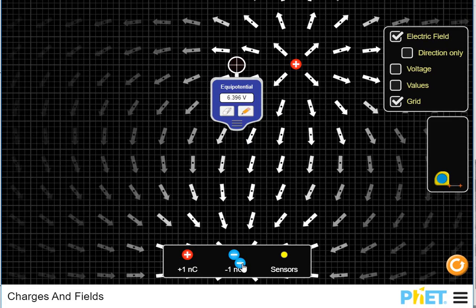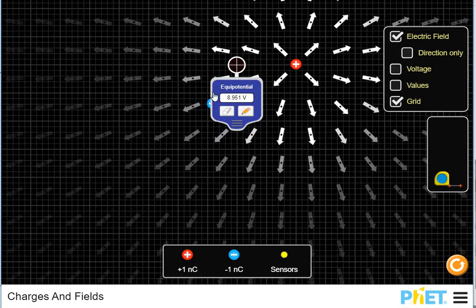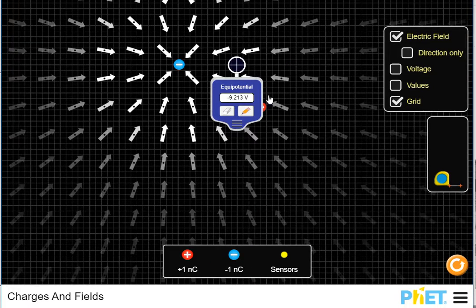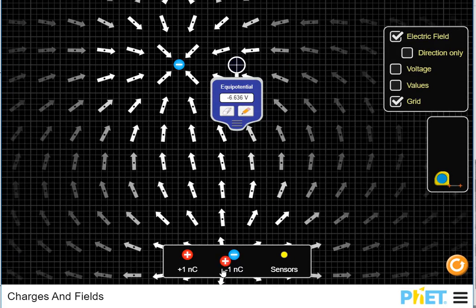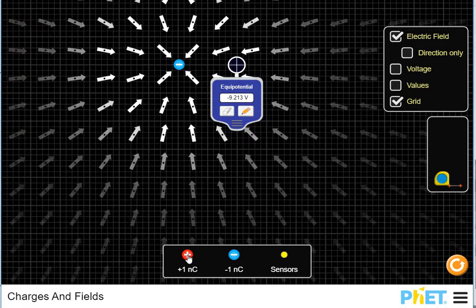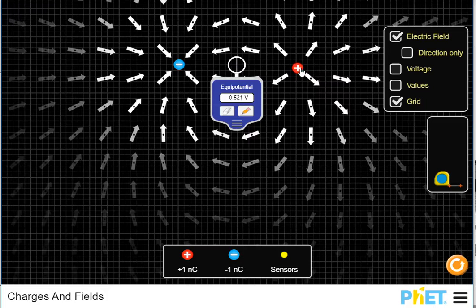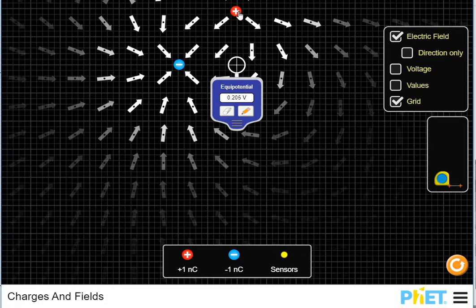So on its own, it's around 9 volts, and I'm just going to add them together. Negative charges create negative potential, positive charges create positive potential. And again, because it's scalar, it doesn't matter what direction it is, as long as the distance is the same. So notice how there's my 0 volts, there's my 0 volts, 0 volts.